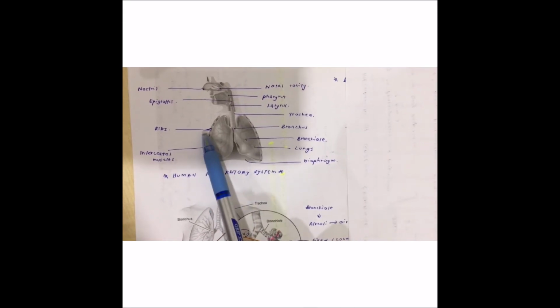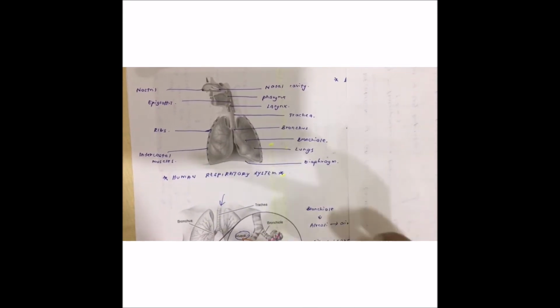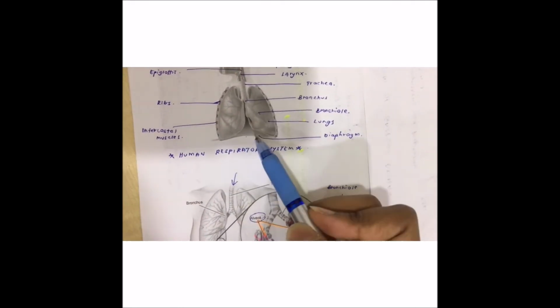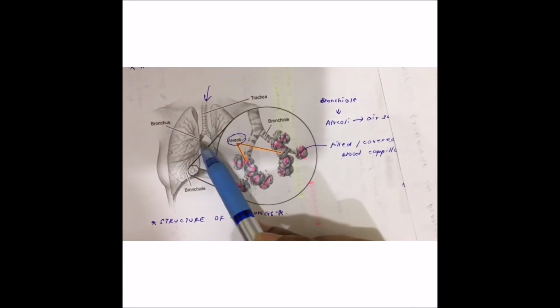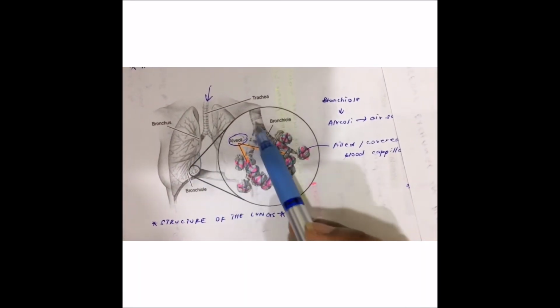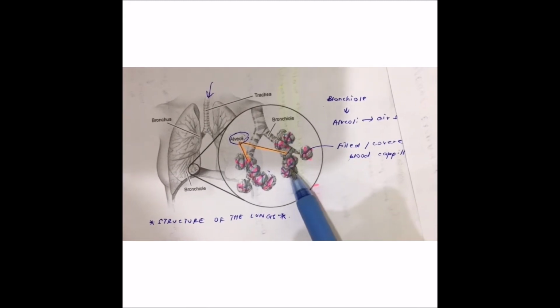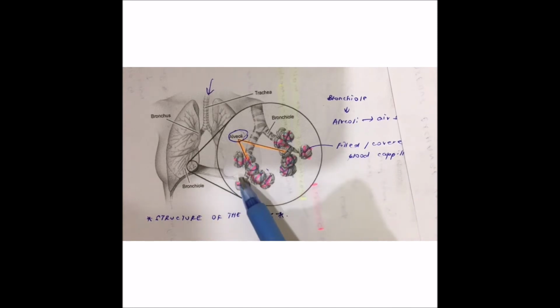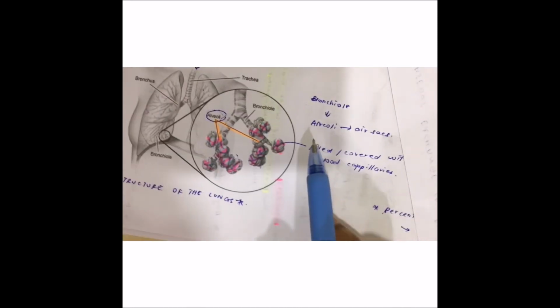So this is the lungs, and then we have the ribs. Ribs are the bony part, and we have intercostal muscles, and then here we have the diaphragm. So as we go deeper, from the trachea we have bronchus, and then we get the bronchioles, and from the bronchioles we have the alveoli. So alveoli are round air sacs, and they are usually filled and covered with blood capillaries.